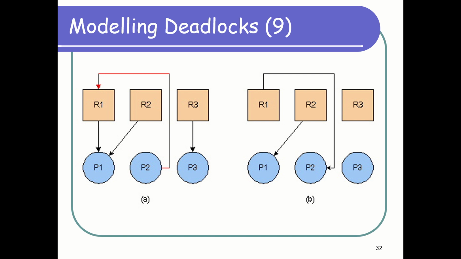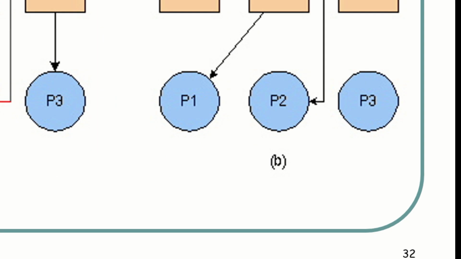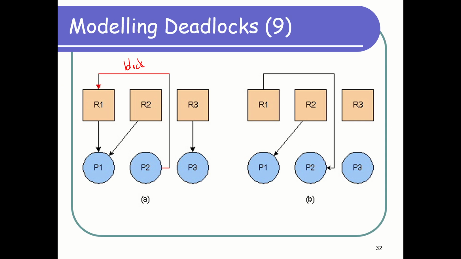So when P2 tries to access R1, it cannot because it is blocked. And R2 is serving P3. And then when R1 is done with P1, P1 will release R1. So now R1 will be serving P2. So the first block condition is lifted when P1 is released. So now R1 can serve P2.